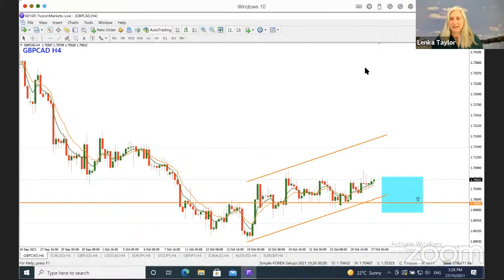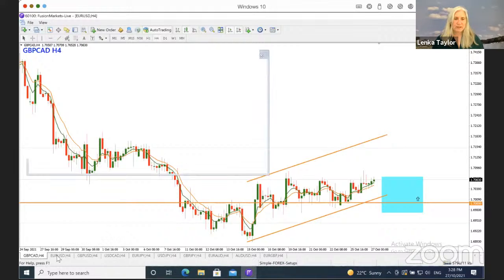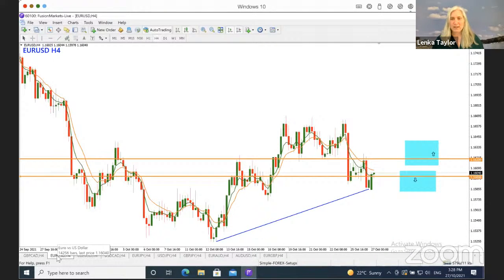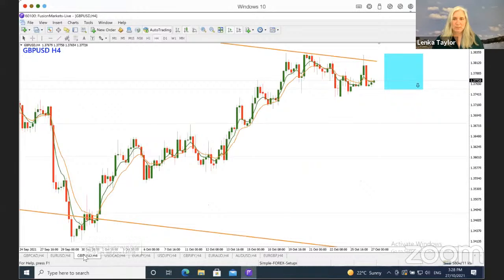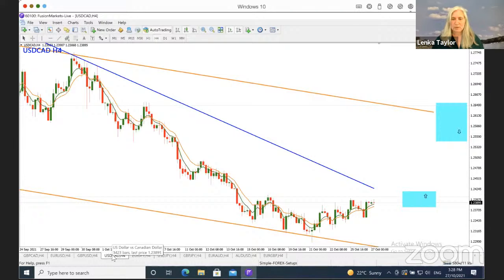I'll do a quick summary and then I'm going to finish up. Okay, all right. Let's do a quick summary. GBP CAD, I'm looking for long. EUR USD, I am waiting for price action to show. I am wanting to go long, but there might be a change and I might need to go short if price stays below. So that's a bit of a let's wait and see. GBP USD, I'm looking for short. USD CAD, I'm looking for a short-term long, but overall I'm looking for a short.